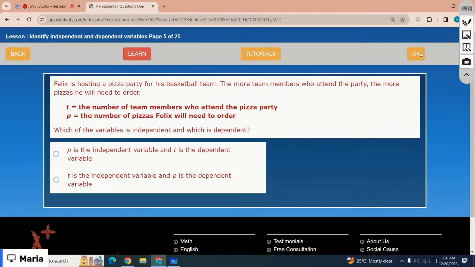Felix is hosting a pizza party for his basketball team. The more team members who attend the party, the more pizzas he will need to order. T is the number of team members who attend the pizza party, and P is the number of pizzas Felix will need to order. Which of the variables is independent and which is dependent? So, which is the correct option?